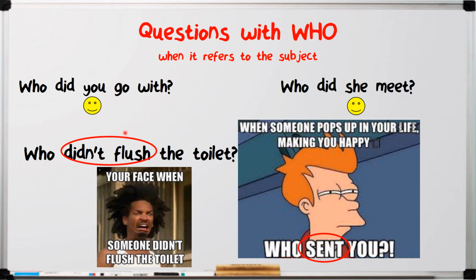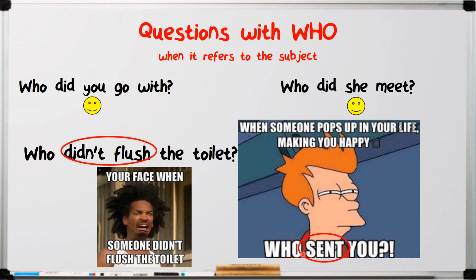But when I want to ask for the subject, like in the example, who didn't flush the toilet? Notice that didn't flush has the verb in past. In this case, it is negative. The conjugation is in the auxiliary verb. And who didn't flush the toilet then? You. And my last example, when someone pops in your life making you happy, you ask, who sent you?